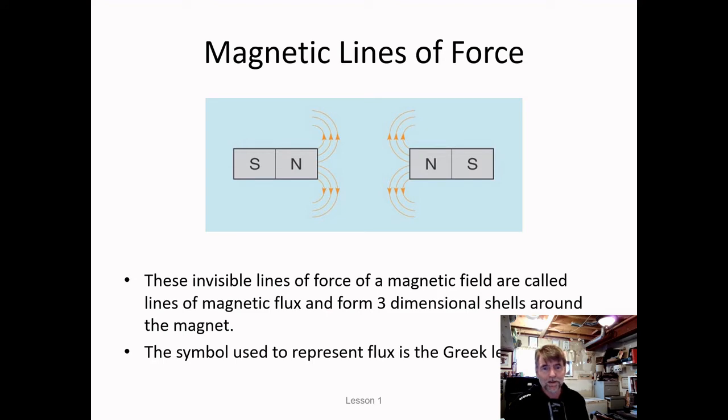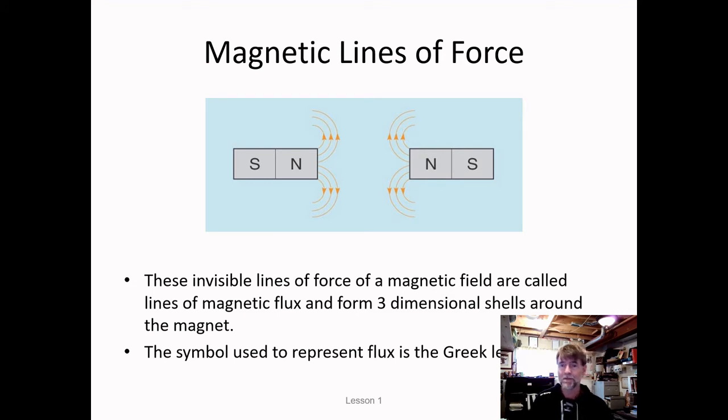Okay, so these invisible lines of force of magnetic field called flux lines, they actually form 3-dimensional shells. So most of our pictures are going to be 2-dimensional. Don't lose sight of the fact that all of this is 3-dimensional. The other thing is, I don't know what your background might be. If you've taken lessons about magnetism at a university level, you're probably scoffing at me right now because the concept of lines of flux is considered old and obsolete.